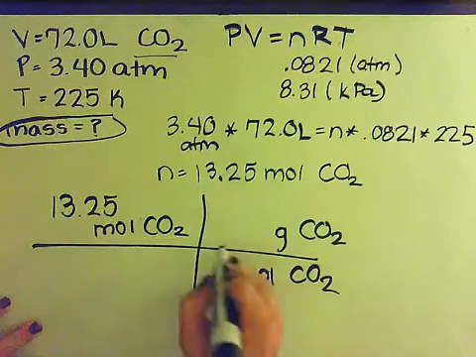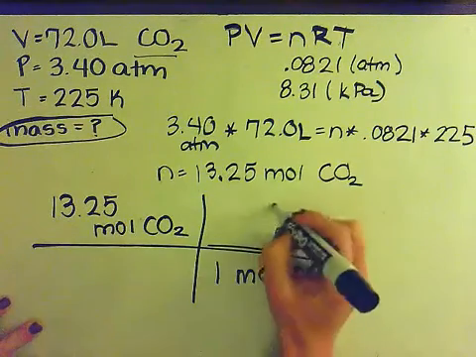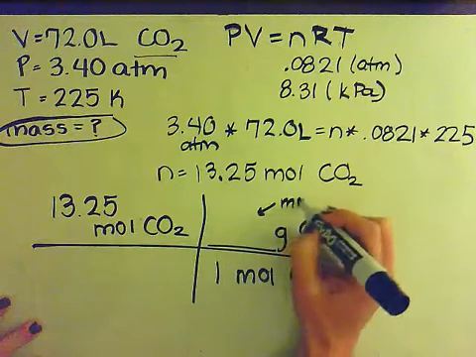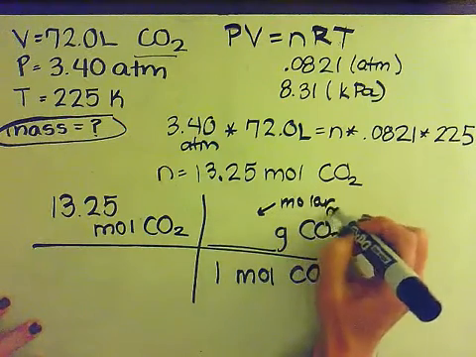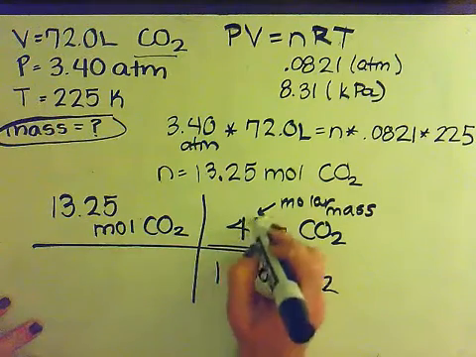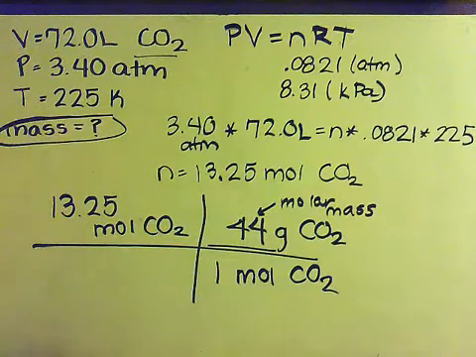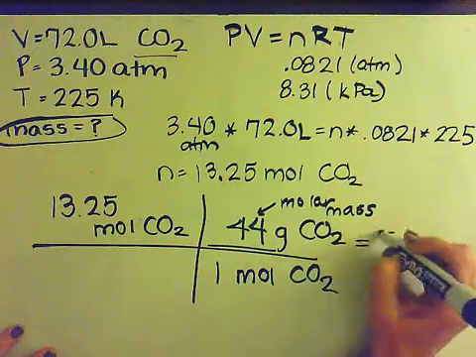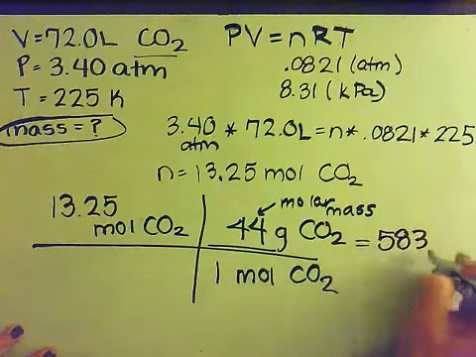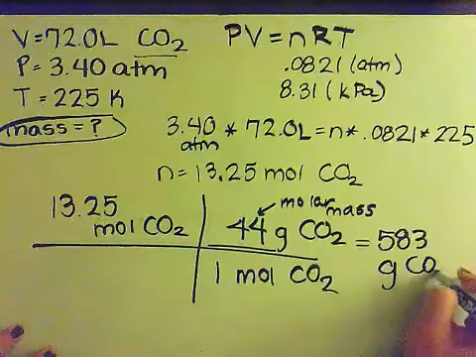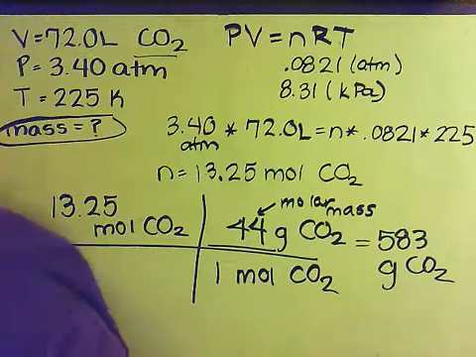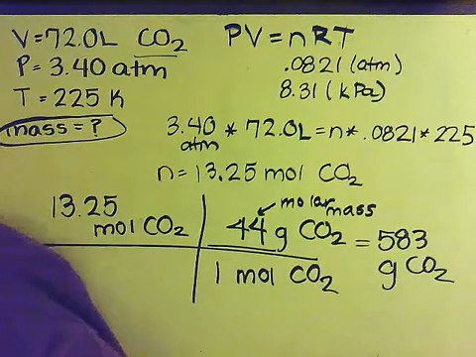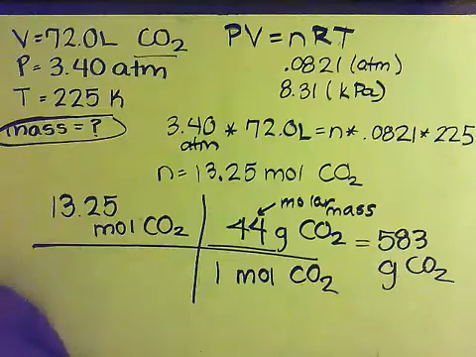We know that 1 mole of carbon dioxide weighs how much? Think about what number goes here. It's the same thing we've been doing, guys. This is our molar mass. And if you haven't memorized it by now, CO2 weighs about 44 grams. So now we're going to take that 13.25 moles times 44 grams, and we end up with 583 grams of carbon dioxide. So it's exactly what we've been doing. We're just taking it definitely another step further.